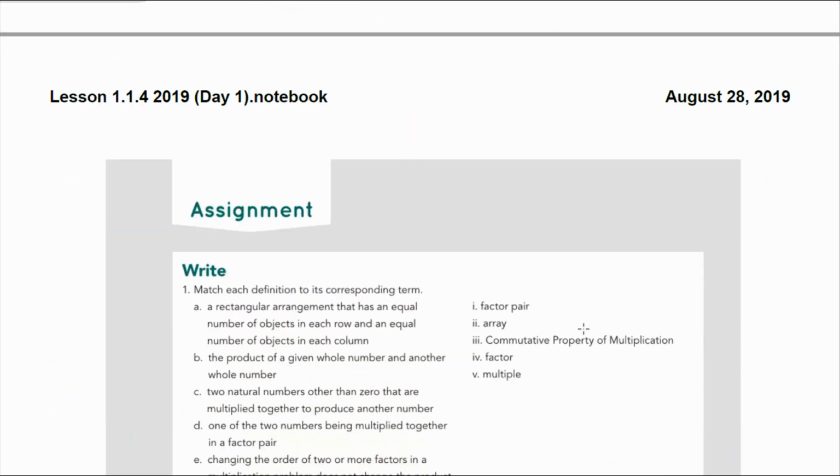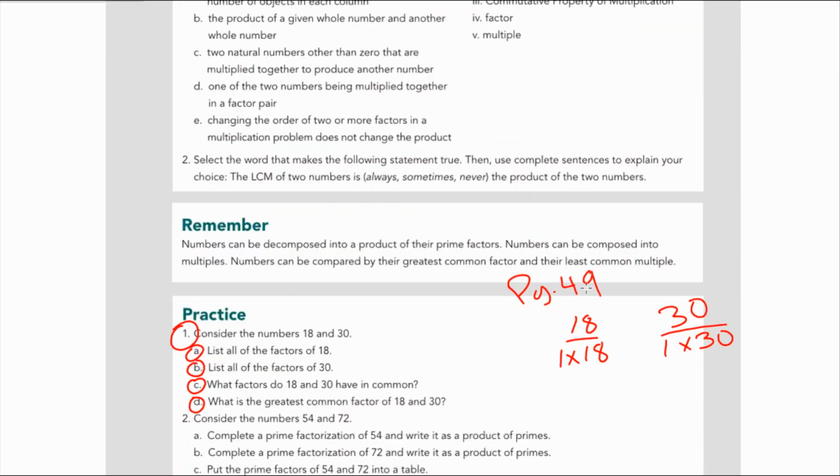All right, and your assignment was to do page 49. We're going to do 1A, B, C, and D in the practice section. And I got you started here. I want you to do all the factors for 18. So list the pairs of factors. I did the hard one, 1 times 18, and same with 30, 1 times 30. Then you need to go down the list. And don't forget, listing does not include the multiplication sign. It includes commas. So I would list out here all my factors using commas to separate them.